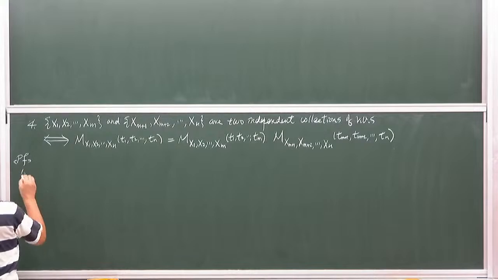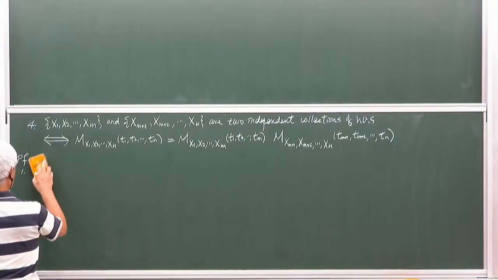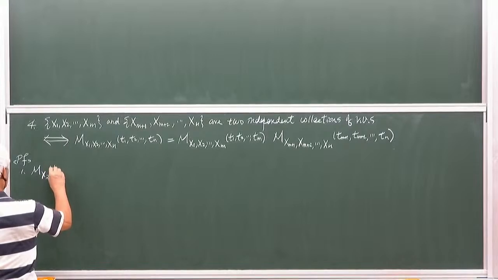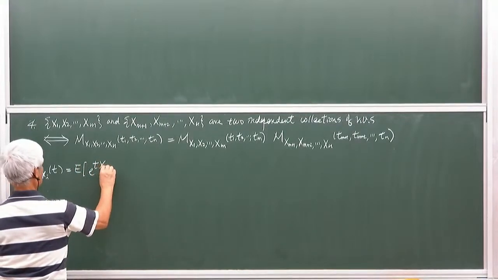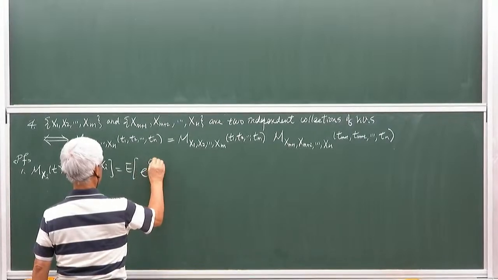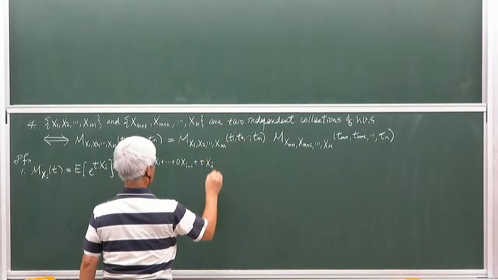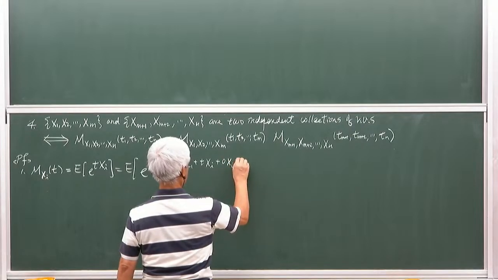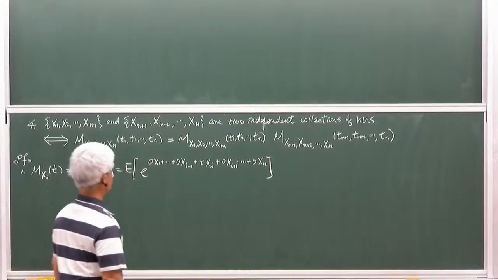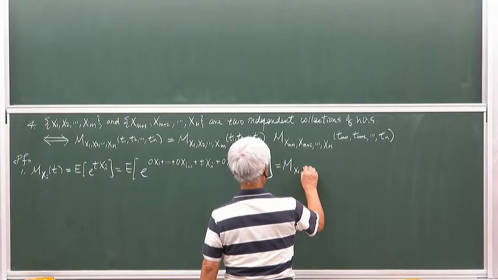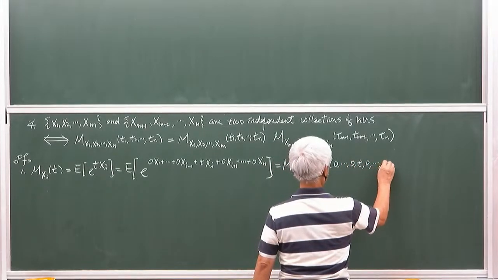So the proof is here. For the first item, we know that the moment generating function of the ith variable, by definition, is here. So you can see this is 0 times x1 plus ... plus 0 times x i minus 1 plus t times xi plus 0 times x i plus 1 plus ... plus 0 times xn.